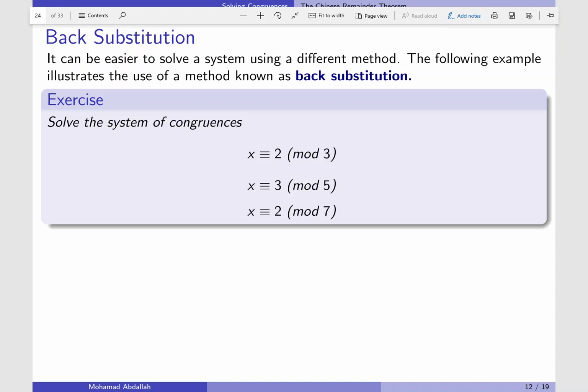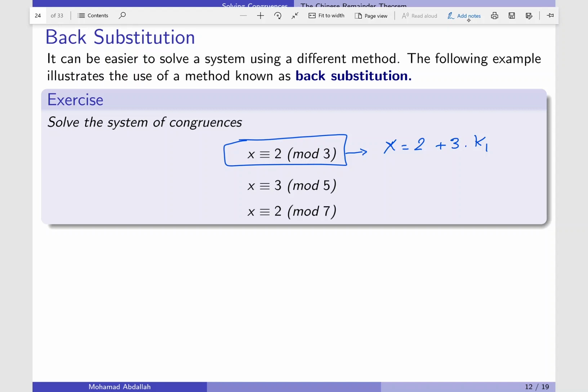Now, here's the idea. I'm going to start from the first equation, and I'm going to write this. The meaning of x congruent to 2 mod 3 can be written as x equal 2 plus 3 multiplied, let's say, by some integer k1. That's the meaning of this.